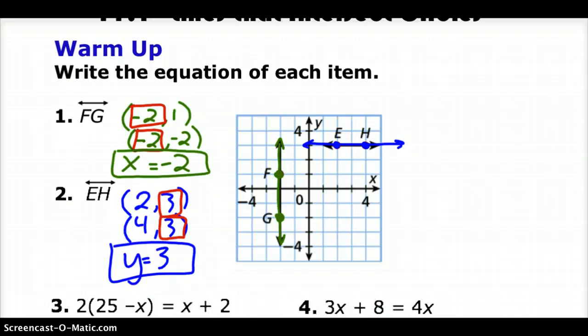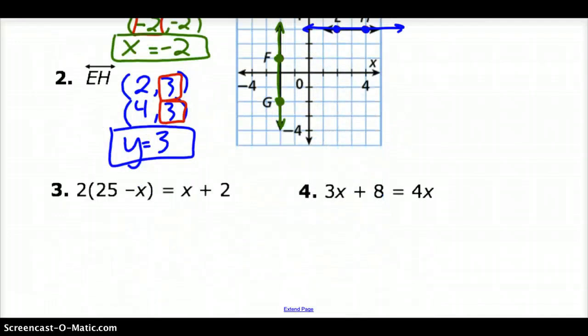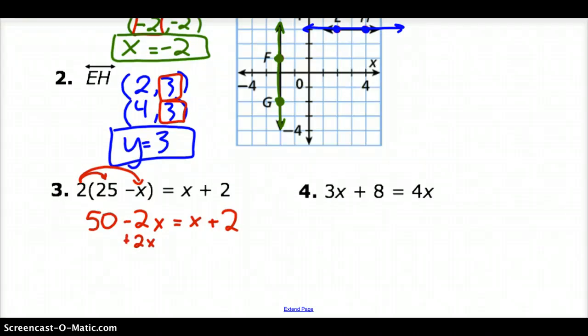Continuing on here, let's take a look at a couple simple equations. Our directions here, we don't actually have them, but I would assume it would just be solve for x. It looks like in number 3 we have to do a little distribution. So I'm going to multiply 2 times 25 and 2 times -x. That will give us 50 minus 2x, and we'll set that equal to x plus 2. Now recall that I want to get all of the x's on one side and all of the regular numbers on the other. So I'm just going to add 2x to both sides here, and in the same step I'm also going to subtract 2 from each side.